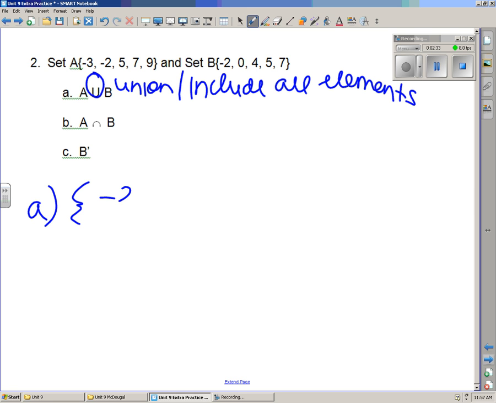So I'm going to include -3, -2, 5, 7, 9. I've got -2 already from B. I don't have a 0. I don't have a 4. I already have a 5. I already have a 7. So those are going to be my only elements in terms of my union. Don't make things happen twice.